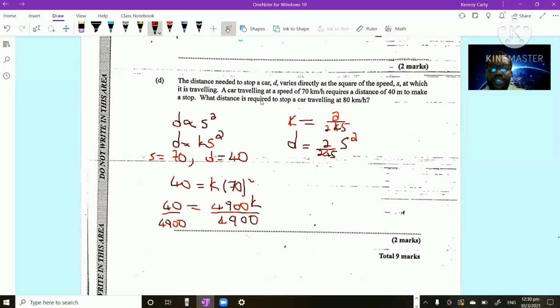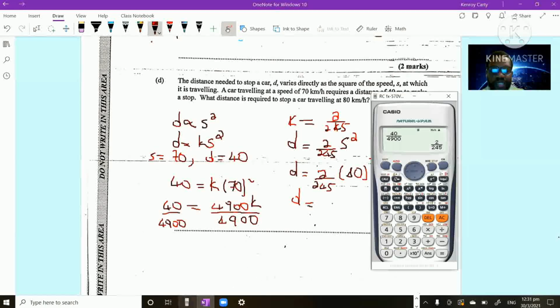So what distance is required to stop a car traveling at 80 kilometers per hour? So I'm going to have D equal, this is the speed, right? 80 kilometers per hour is the speed. So I'm going to put that in. So it's 2 over 245 multiplied by 80 squared. So D equal, of course, I'm not going to waste any time. I'm simply going to plug all this inside of my calculator.